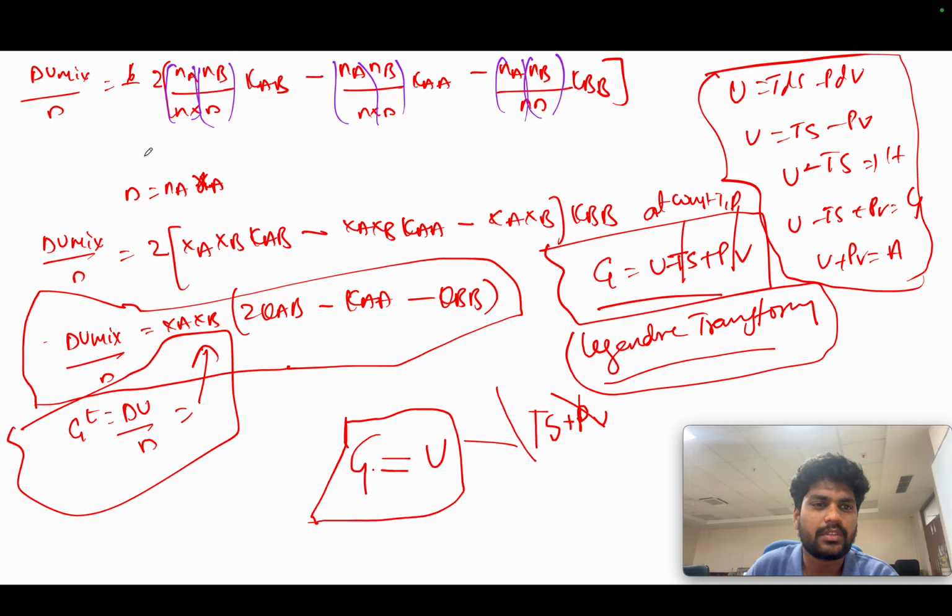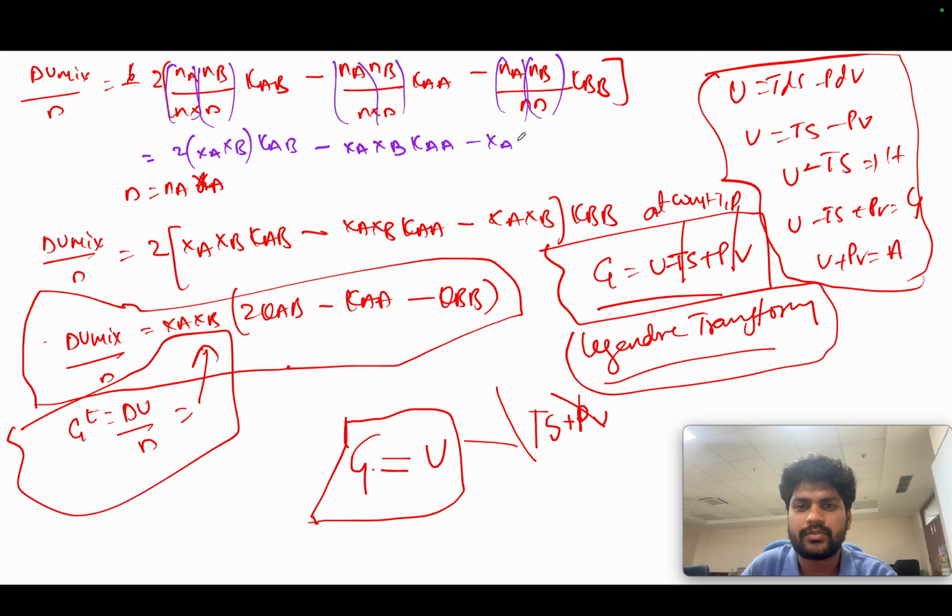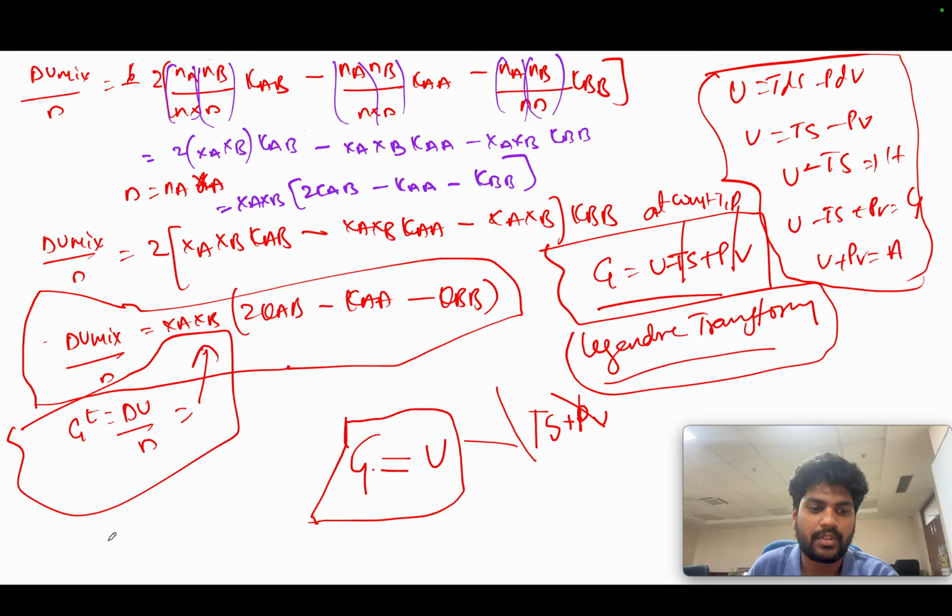So what I get was 2 into XA XB KAB minus XA XB KAA minus XA XB KBB. So what I did was, I took XA XB common. So now if I make the equation, delta U mix by n equals to this one will come here. So that's what we have written here.